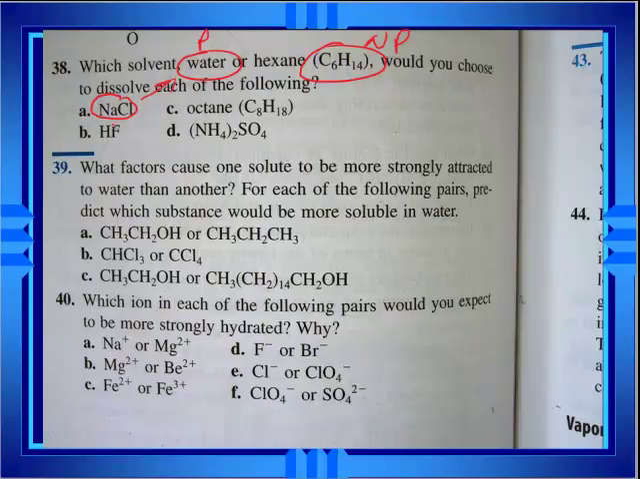HF, right? There's the most electronegative element right there. There's another very polar thing, dissolving that in water. Octane. There's another nonpolar thing. I'll dissolve it in hexane. And here's another ionic compound. And so we'll dissolve that one in water.